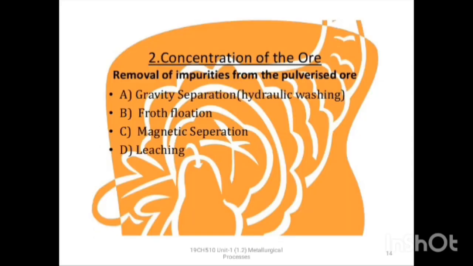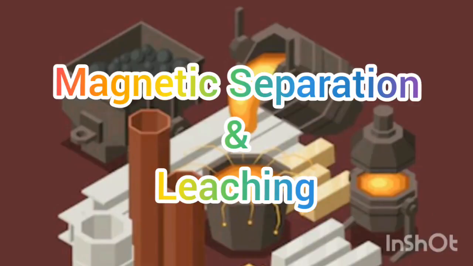After crushing and pulverization, we get a good ore of a mineral, from which we are able to isolate our metal. The ore concentration processes involve 3 or 4 major steps. One is gravity separation, which is otherwise called hydraulic washing, the second is froth flotation, the third one is magnetic separation, and the fourth one is leaching. We are going to see them one by one. In this part 2 video, we are going to see magnetic separation and leaching.